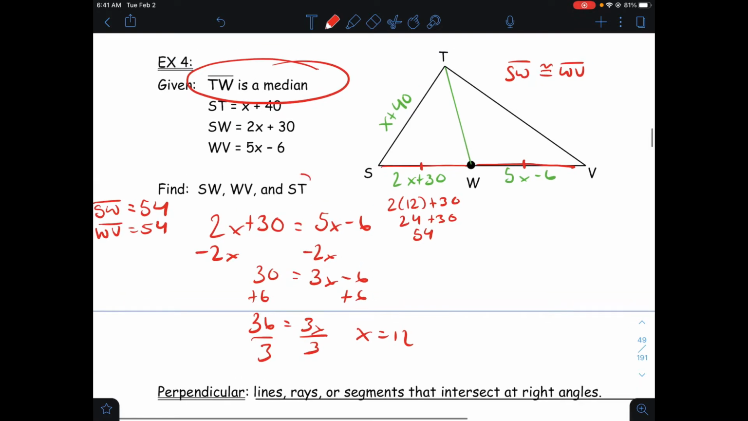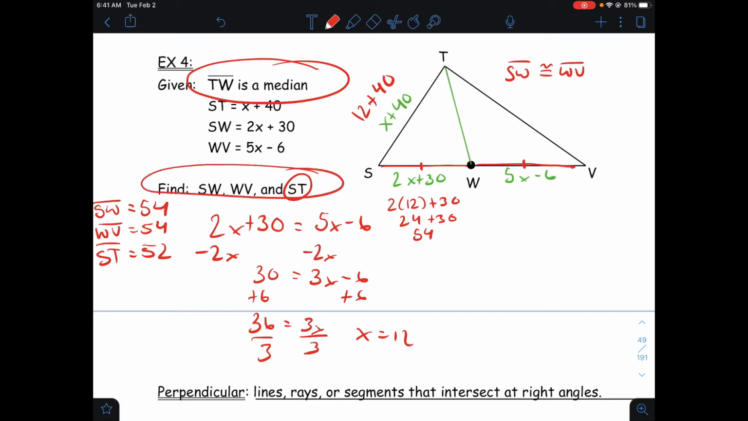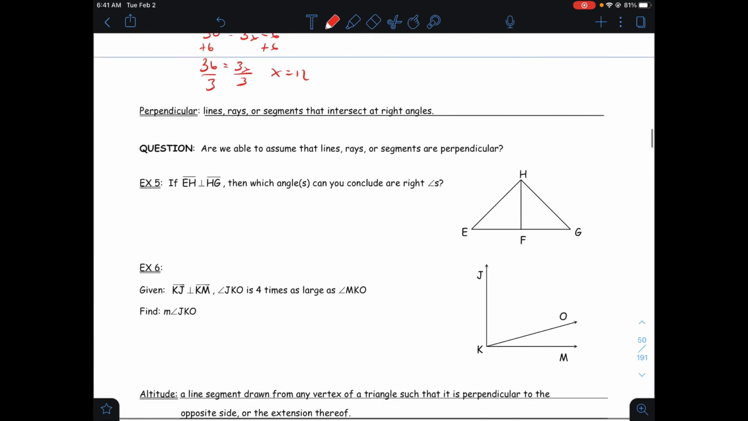Then we got to find ST. So we're just going to plug in 12 here, and we get that ST is 52. So again, you really have to double check yourself on all these. Make sure you're actually answering the question that is asked.